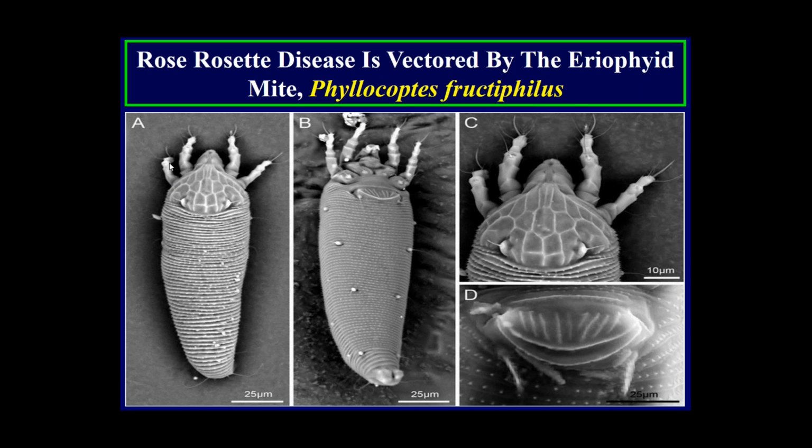But again, eriophyid mites only have 4 legs. They're at the very end. There's the head. And at the very end is a structure called an idiosoma that allows them to attach to a leaf, and then they are tethered around that area, and that's how they feed. Okay? Do they transmit diseases is one question. And in this case, yes. Phyllocoptes fructiphilus is the vector of rose rosette disease.